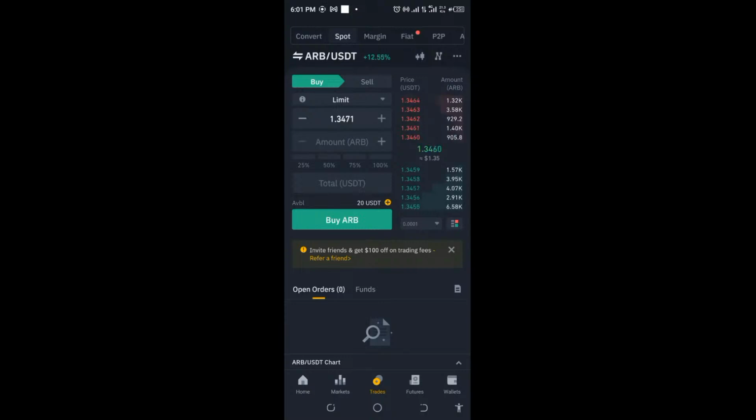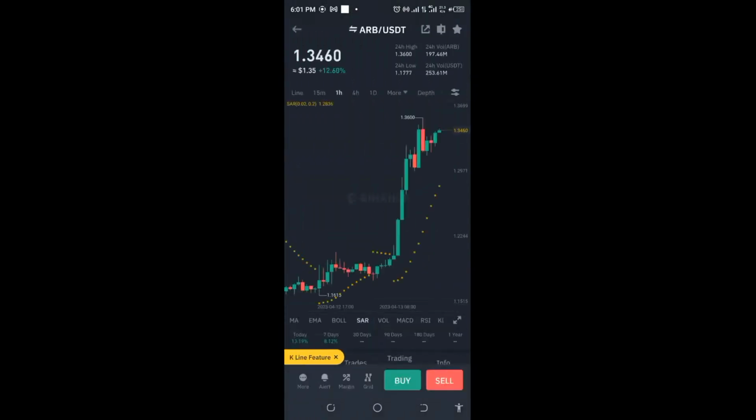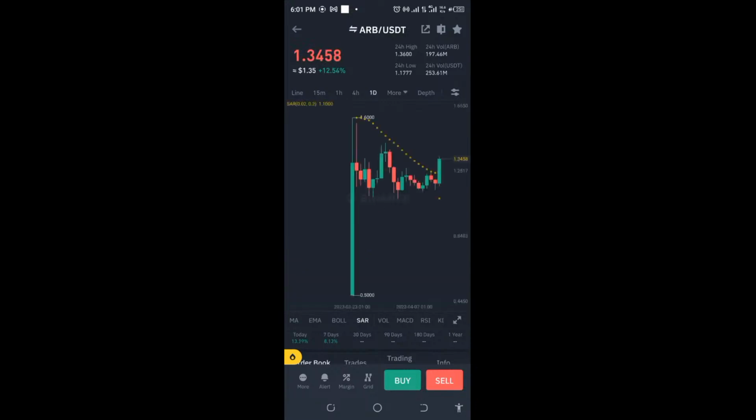All right, let's go to the charts and see what we have. ARB was listed a couple of days ago, and it's still in the new listing segment. Let me go to the 1-day chart. You can see how it pumped so high when it was listed. Anyways, let's see how it is for today.